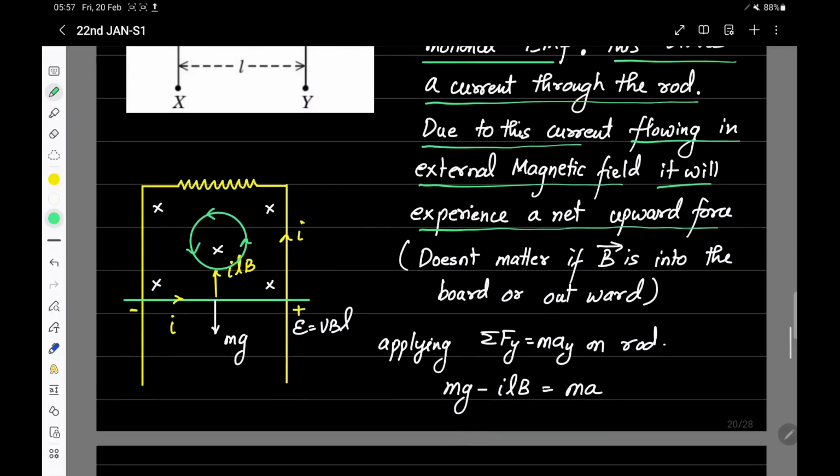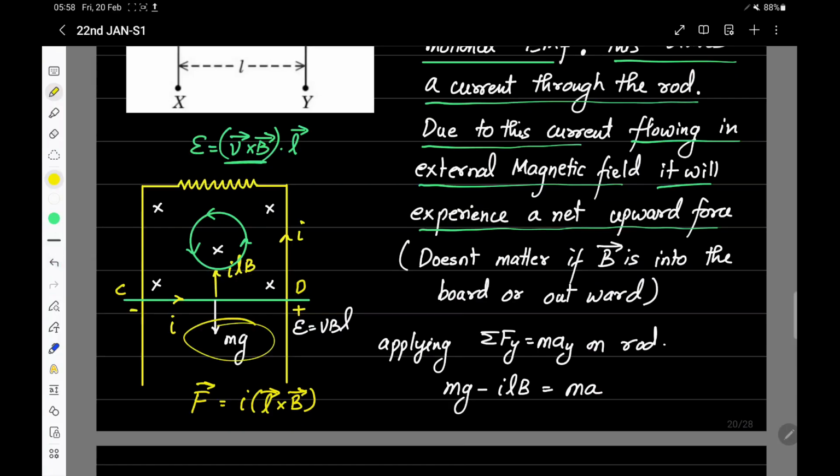Now, you should remember the motional EMF is V vector cross B vector dot L vector. The positive terminal will come in the direction of V cross B. So clearly the side D becomes the positive terminal. This is D and this is C. This will drive an anticlockwise current in the loop. Now, the direction of force acting on the rod will be in the direction of I L cross B. If you check that, the force will act upwards, opposite to mg.